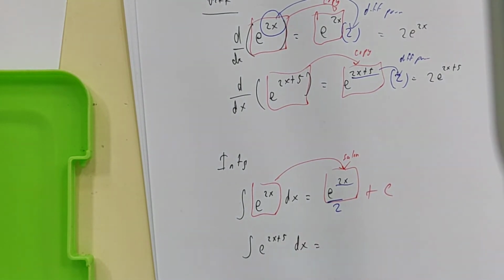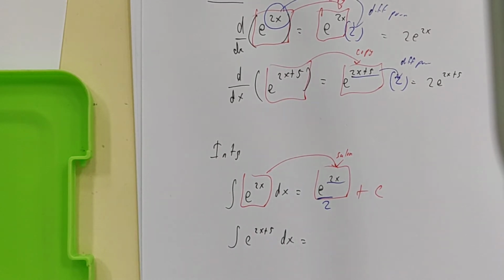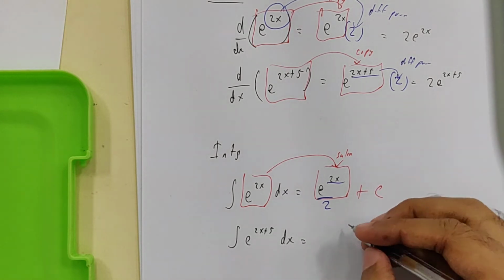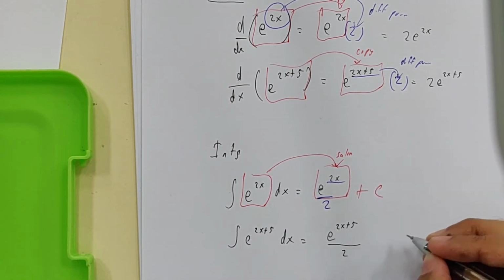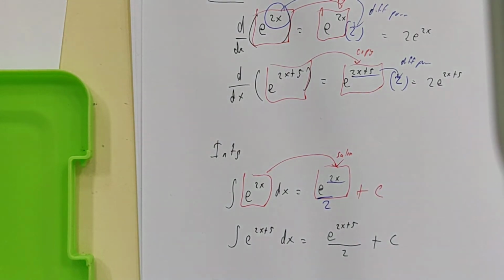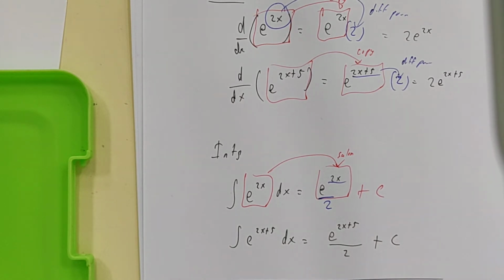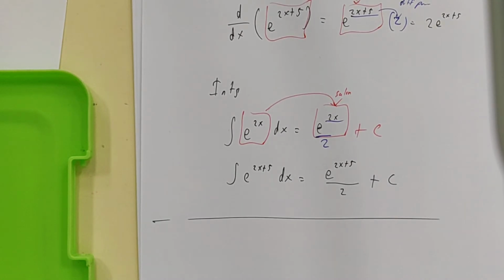Okay, something similar on your own, 10 seconds. The answer is e to x plus 5 over 2 plus c. Very good. Those are basics. Okay, now let me make it a bit difficult.